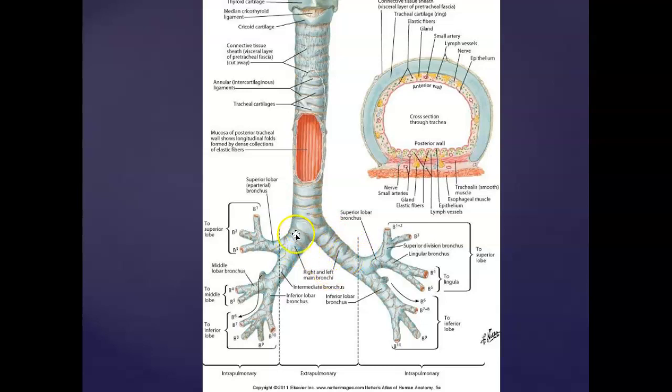Contrast that to the right primary bronchi, which is a little larger, and it's a shorter distance here. It just comes straight down. But it's a little bit thicker in diameter, and it's not as steep of an angle.